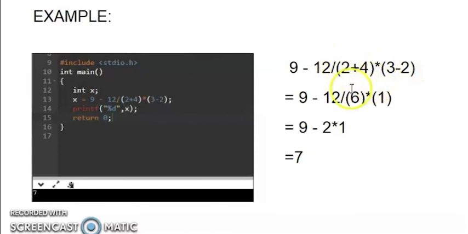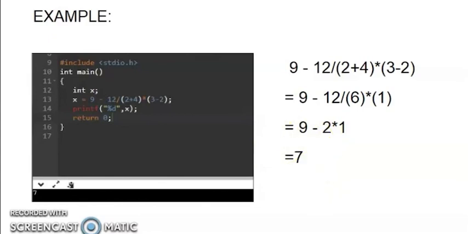First, the parenthesis is solved, which will give this step. Now, as we can see, division and multiplication is there. So, division and multiplication are given equal priority. So, we'll use the associativity rule which says we have to go from left to right. So, first the division will be solved, which will give this step, and then the multiplication will be solved, and at last the subtraction will be solved, which will give us the output 7.